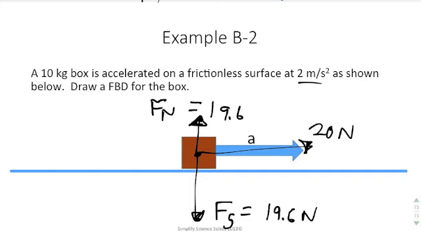So these are the three forces. Now, some people say, what about friction? Well, it says it's a frictionless surface.